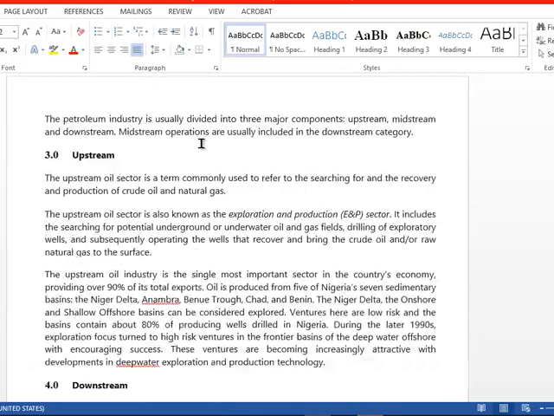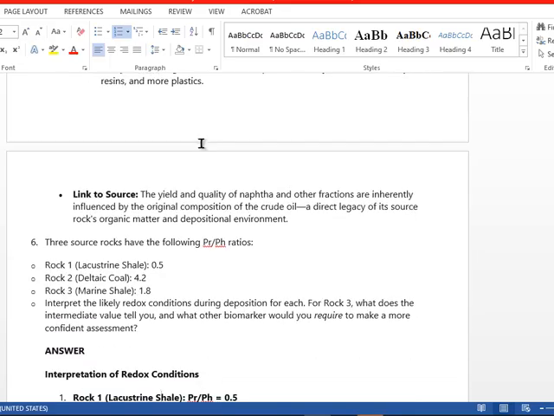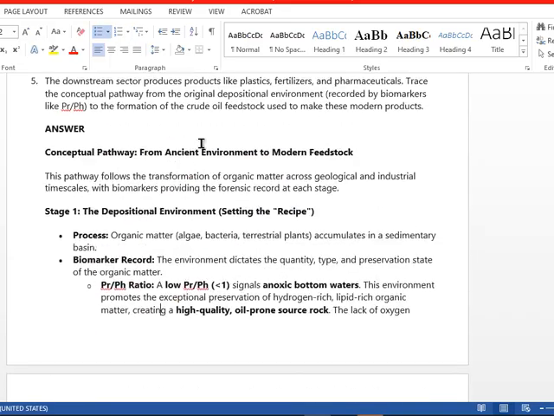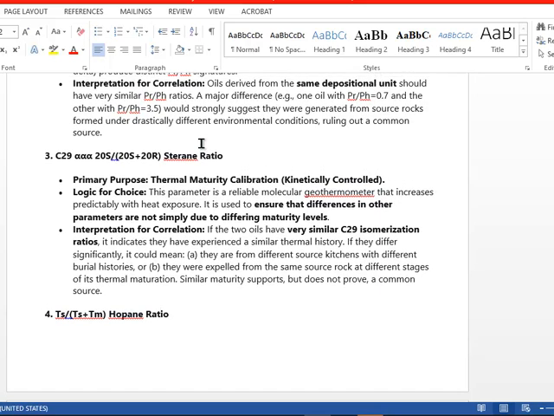Remember, this is the second test we are now talking about. Now let's move to the third one. The third test you will now want to check is the C29 alpha 20S sterane ratio. This gives us the thermal maturity.